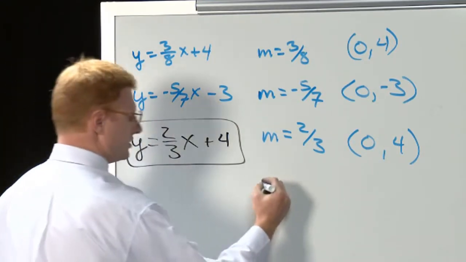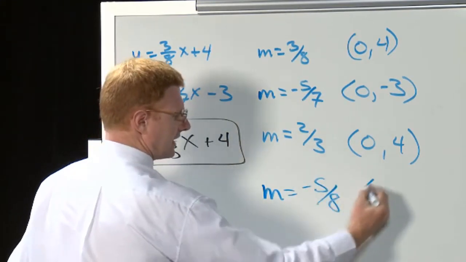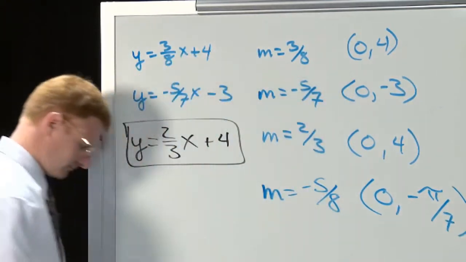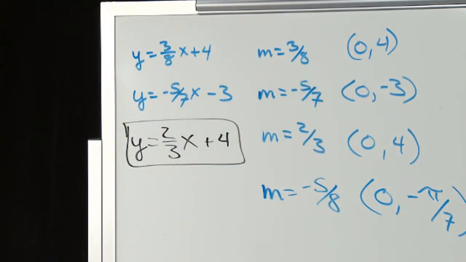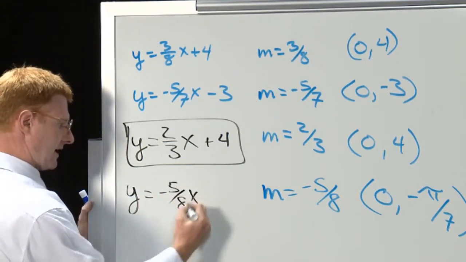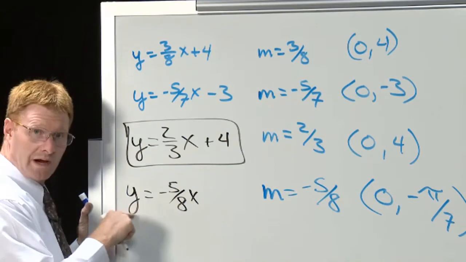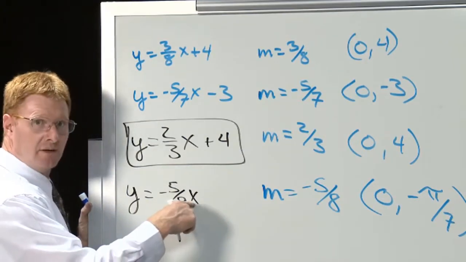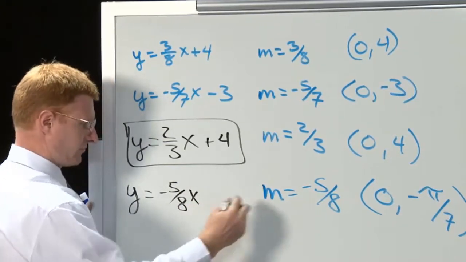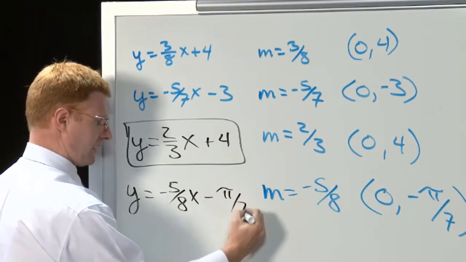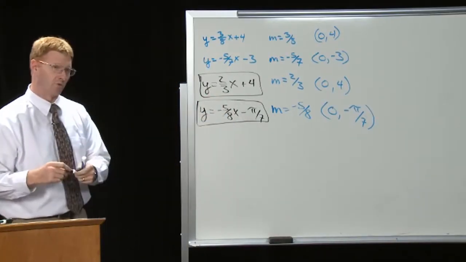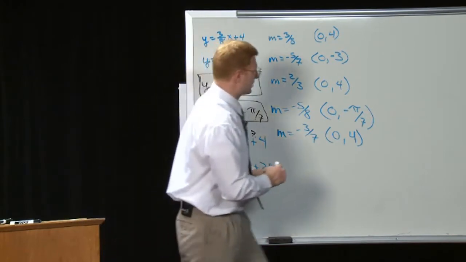Let's do another one like that. Slope is -5/8, and it goes through the point (0, -pi/7). You may not like it, but I bet you can do it. You can go, well, y equals -5/8 x, okay, because that's where the slope goes. Y equals mx plus whatever the y-intercept is. Oh, that's a negative up there. -pi/7. There you go. There's your answer. Notice it is in slope-intercept form. Okay, let's try another one.